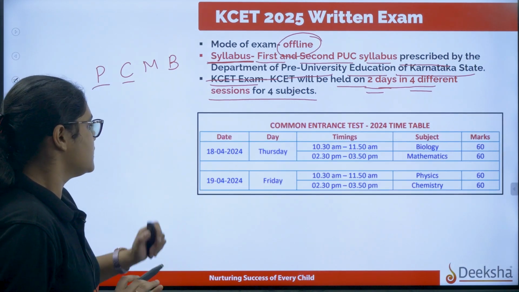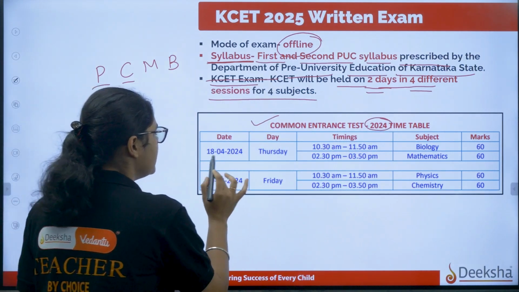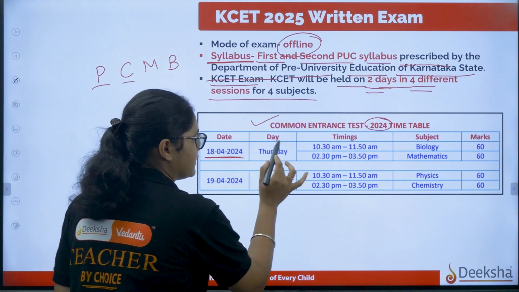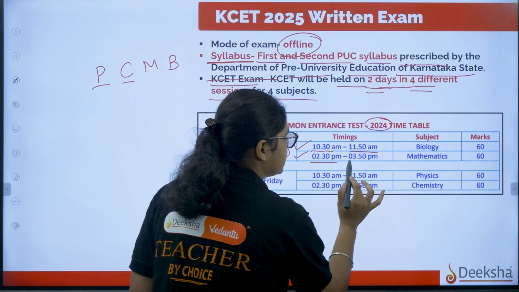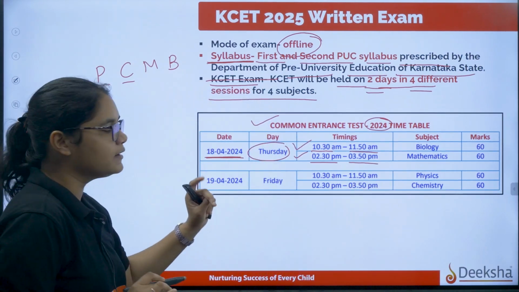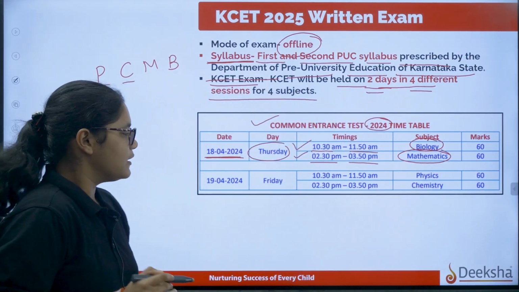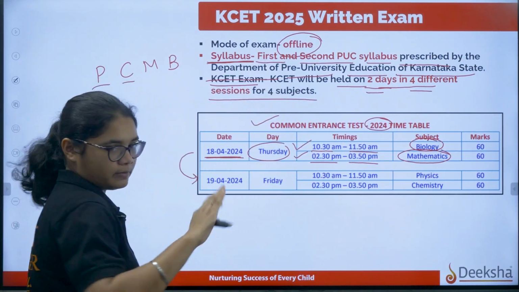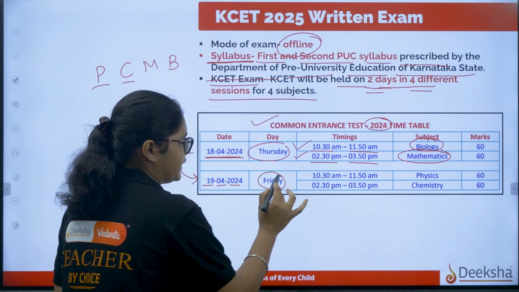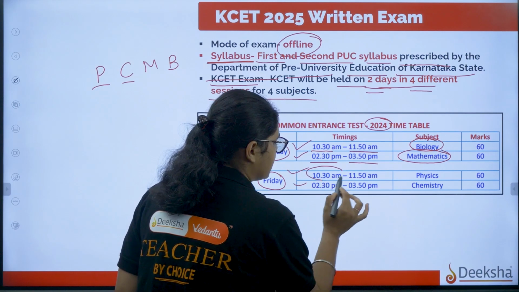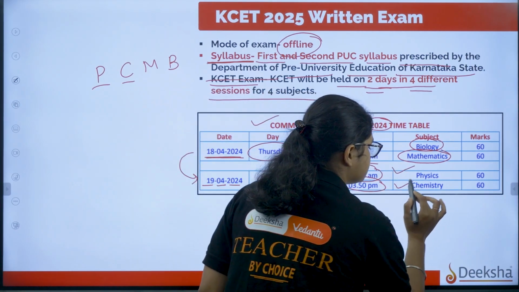So you see, this was the timetable for the 2024 CET exam. On 18th April 2024, Thursday, there were 2 sessions: 10:30 am to 11:50 am and 2:30 pm to 3:50 pm. In the first session, biology was conducted. In the second session, mathematics was conducted. Similarly, the next day, just see there is no gap, it was a continuous 2 days exam. On 19th April 2024, Friday, there were again 2 sessions at the same times, 10:30 am to 11:50 am and 2:30 pm to 3:50 pm, and the subjects were physics and chemistry.